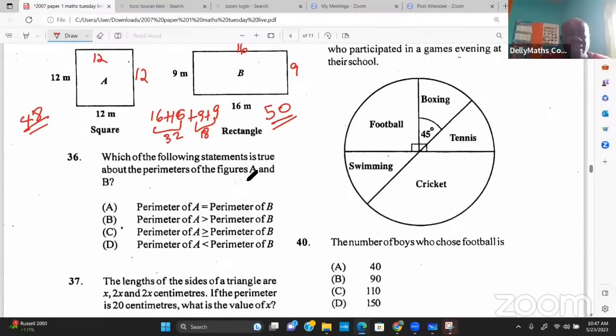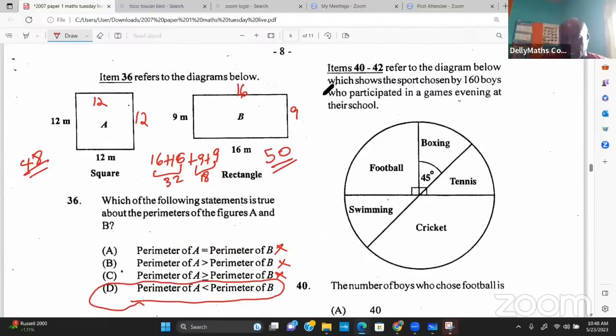So I'm going to be looking for that. They are not equal. Perimeter of A is greater, no. That's a false thing. Perimeter of A is greater, or equal, no. But perimeter of A is smaller than B, yes. So the perimeter of A is smaller than that of B, and you pick that and you move. So you spend time to work out what you have to work out. Please look at what they're asking.